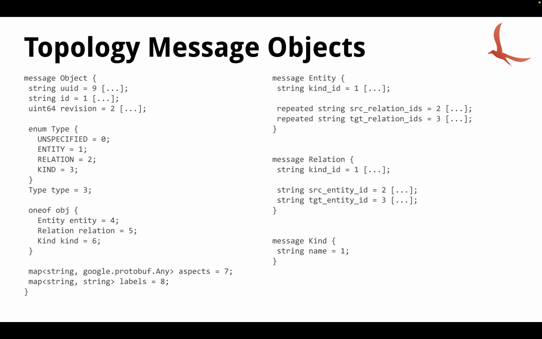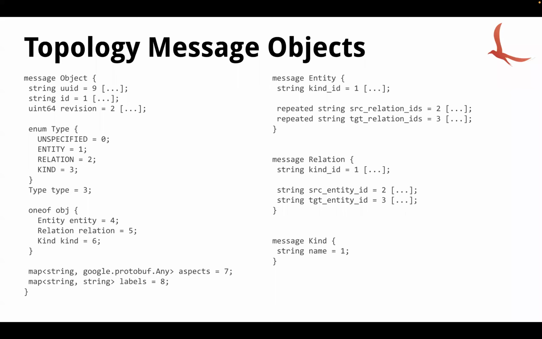We've already talked about the objects, what every object has, but this is the actual schema here. I took out some of the Go annotations, but this is the actual protobuf schema. UID, ID, revision: every object has that. Then there's the type itself. It's basically a tag of how we should be able to look at the object, and it's one of entity, relation, or kind.